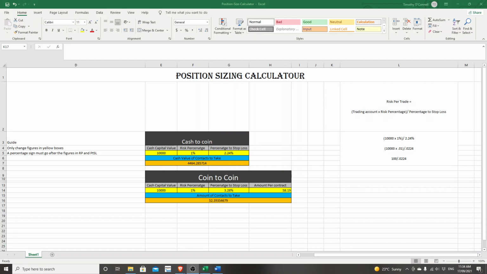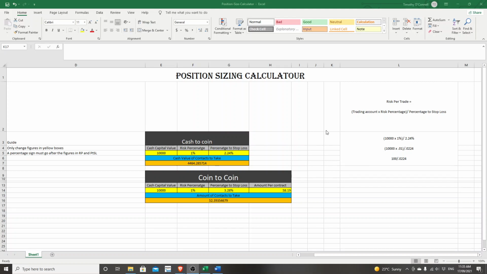Up on your screen here is how to calculate your risk management manually. Now I'll explain it a bit in depth here. So this is just something I've made on Excel to help me do it quickly if I do not have the TradingView position size calculator up, or I'm farting about doing something else.